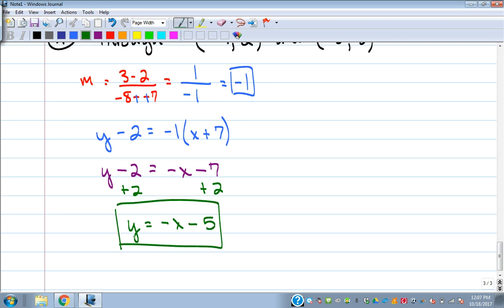There's an understood 1 in front of that x. You don't have to write it. It's a -1 in that case, but the negative sign has to be there, whether the 1 is or not. And there we have slope-intercept form, given 2 points.